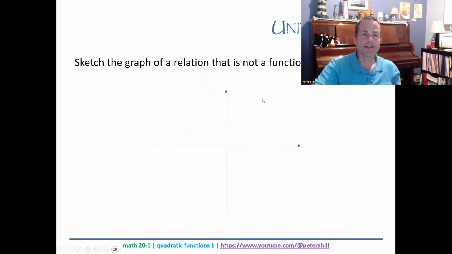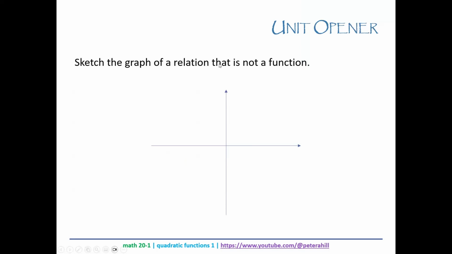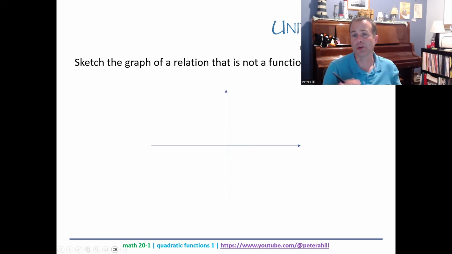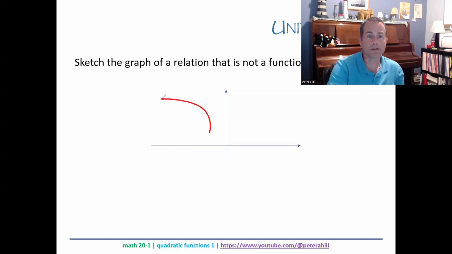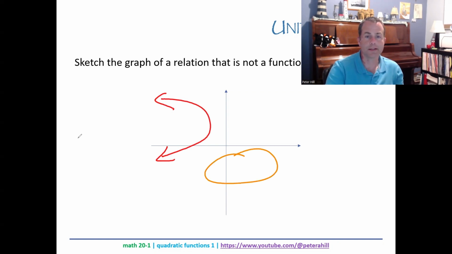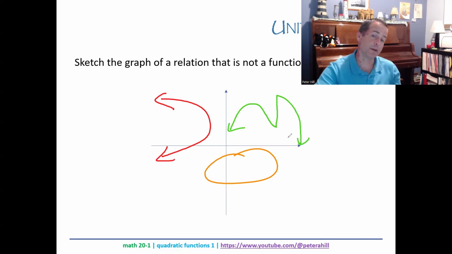Okay, awesome. Sketch the graph of a relation that is not a function. So you get to draw anything you want that doesn't pass the vertical line test. Okay, so maybe you want something like that. That's not going to work. Maybe you want something like that. That won't work. Maybe you want something like, see, I put a little vertical line in there. So that would not be a function.